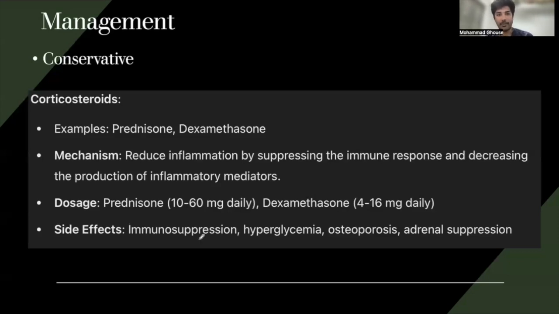The various side effects of corticosteroids include immunosuppression, hyperglycemia, osteoporosis, and adrenal suppression when they're used for a longer duration.